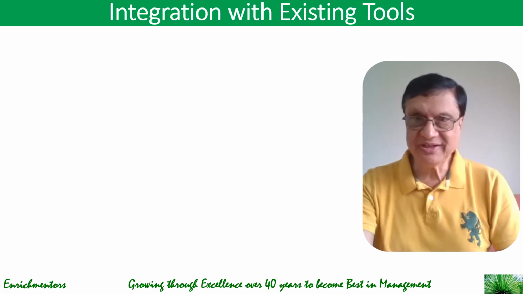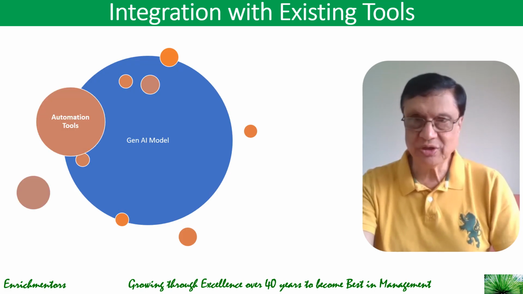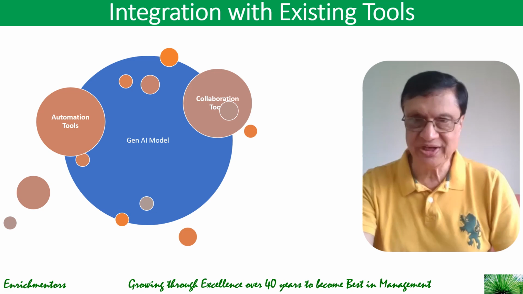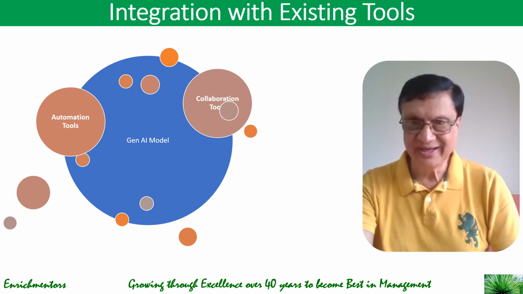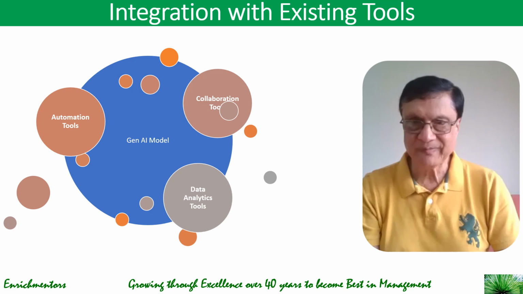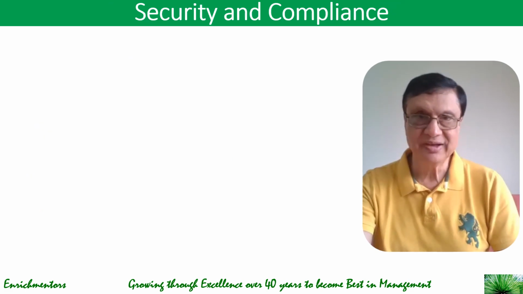Then you integrate with existing tools. You can integrate with CI/CD pipelines using automation tools like Jenkins or GitLab CI/CD, and this can help you automate the deployment process. Also, you can integrate with collaboration tools like Slack or Microsoft Teams for notifications and alerts, and connect with data analytics platforms like Tableau and Power BI for visualizing model outputs and performance metrics.